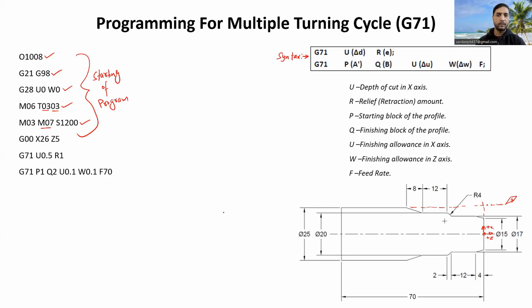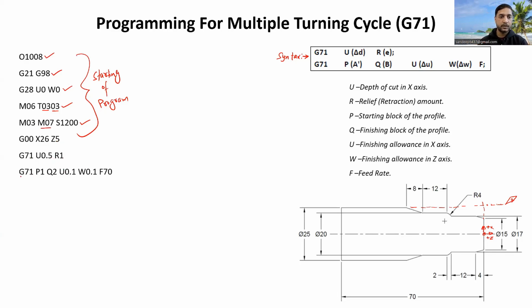After that, now I'm using the multiple turning cycle, that is G71. So U, that is the depth of cut in the X-axis, I'm taking 0.5 mm. It means 1 mm of material we are removing in each depth of cut. I hope you are getting it now. If I'm taking 1 here, it means every time we are removing 2 mm of material from the cylindrical workpiece. Then we have R. R is the retraction amount: after taking a particular depth of cut and removing the material, we are lifting the tool up 1 mm. This is also clear, I guess.